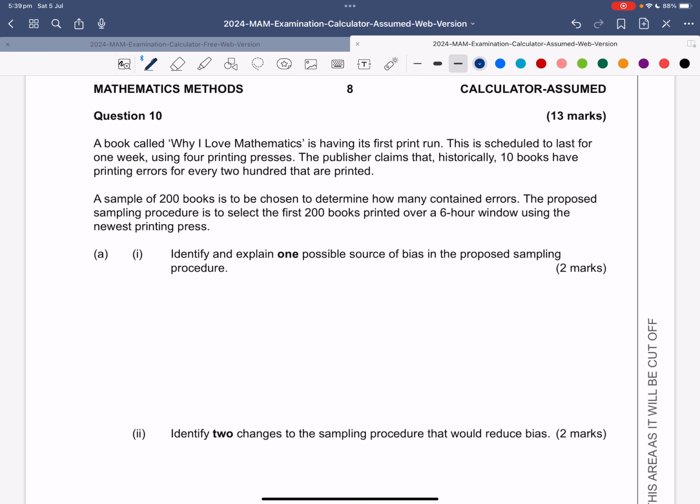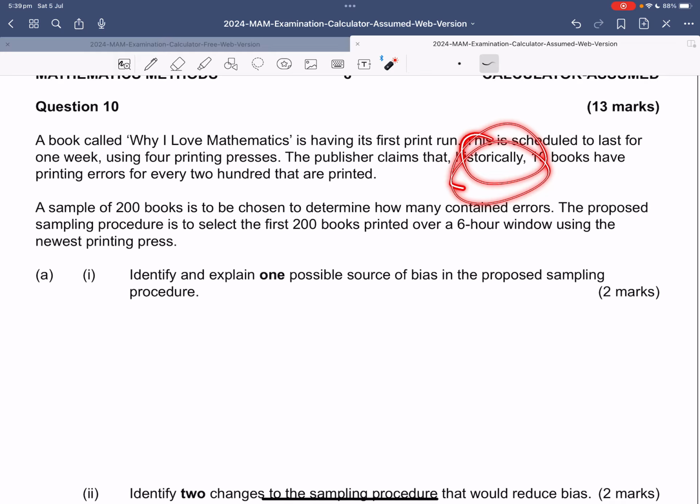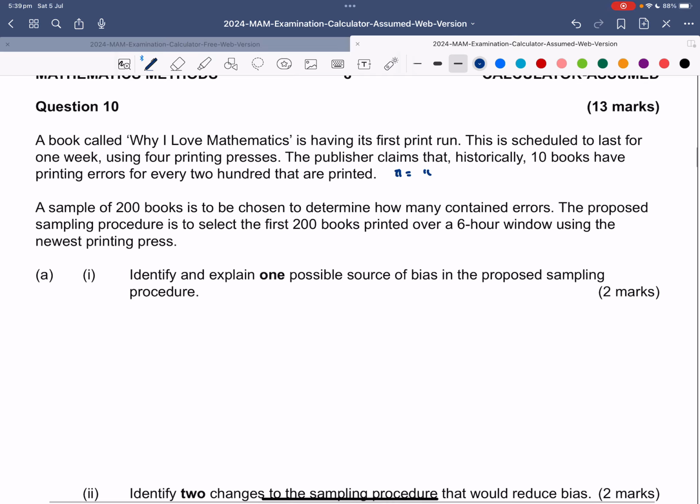Okay, so what's that a proportion of? That's a proportion of 10 out of 200. I don't know if I'm going to need that number or not, but I'll just write that down. Since it says historically, that sounds like a population proportion. So the population proportion of books with printing errors is 10 over 200, which simplifies to 0.05. I might need that.